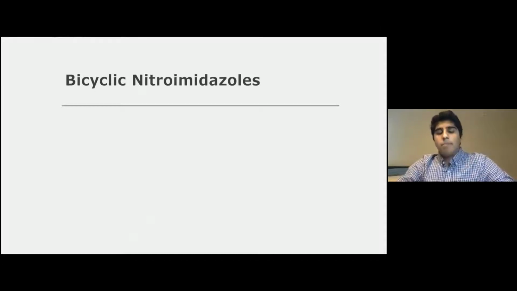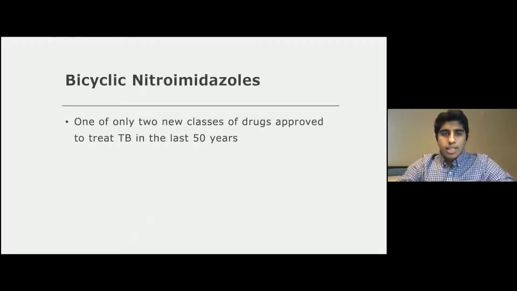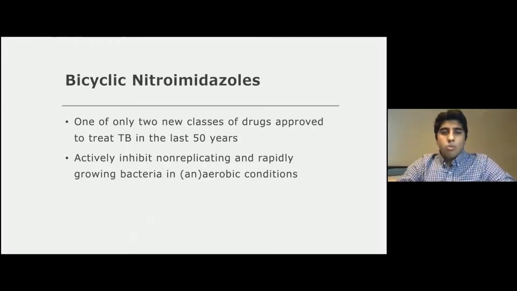So we've been kind of lucky. In the past 50 years, only 2 new classes of drugs have been approved to treat tuberculosis. And one of these is called the bicyclic nitroimidazoles. Basically what this new class of drugs does is that it actively inhibits both non-replicating and rapidly growing bacteria in both aerobic and anaerobic conditions. So it's really this novel, super effective new type of drug that is able to treat a lot of cases of tuberculosis that we were having a difficult time treating with currently existing therapies.